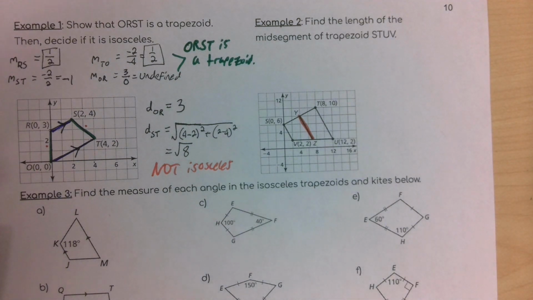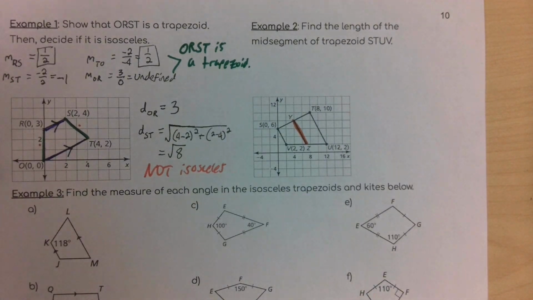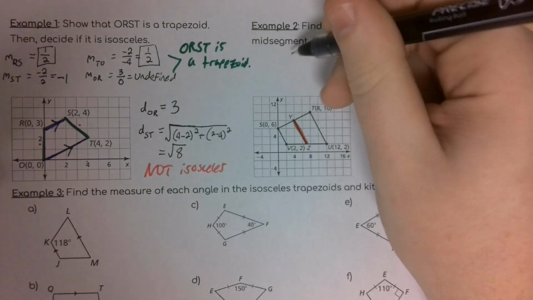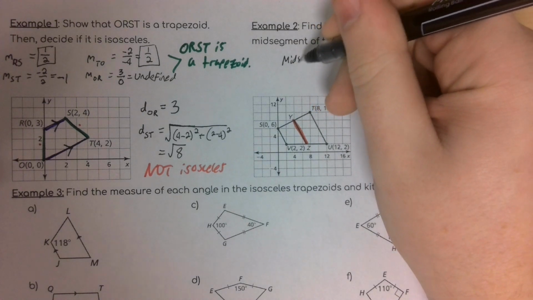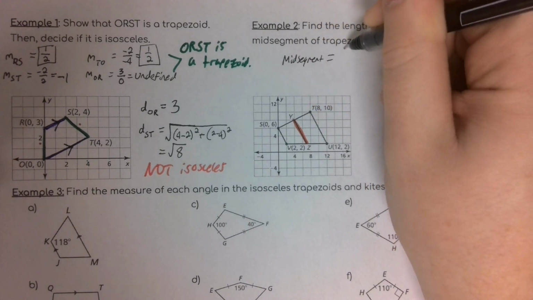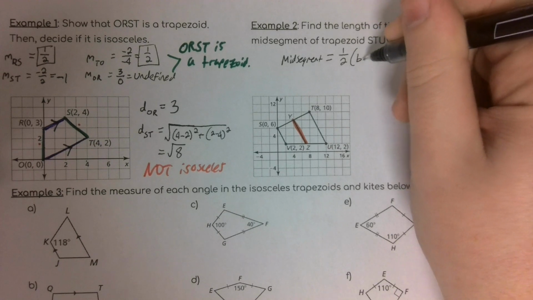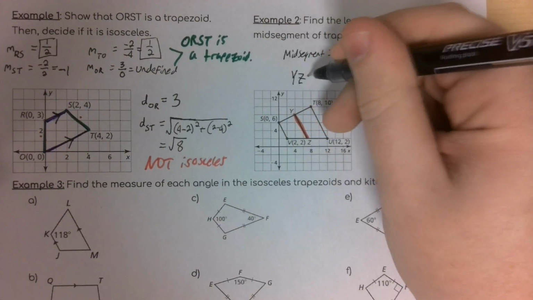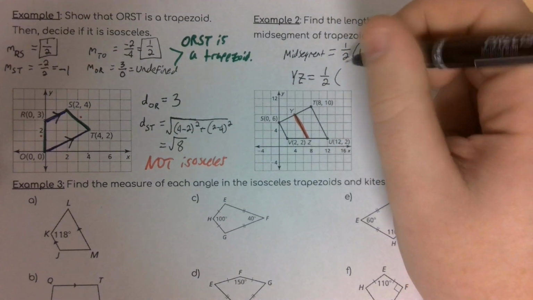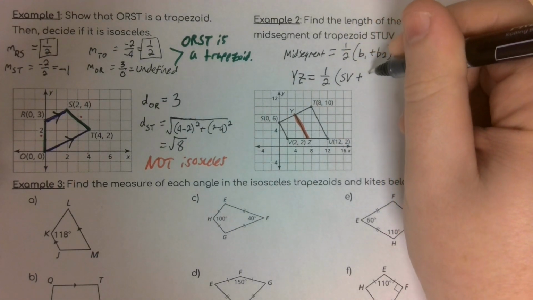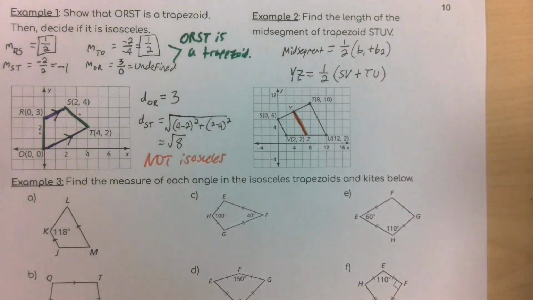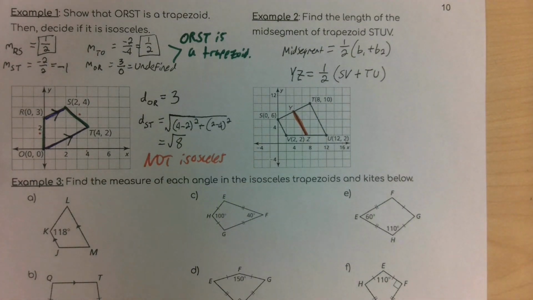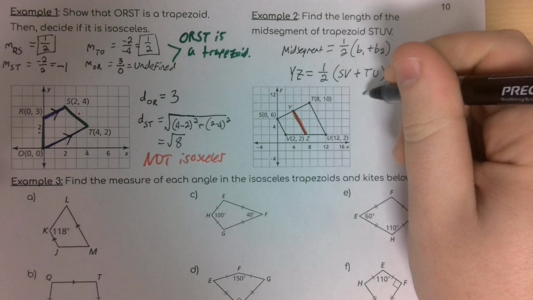Luckily, we have that trapezoid midsegment theorem. The trapezoid midsegment theorem says that the midsegment is equal to 1/2 the sum of the bases. In other words, YZ is going to equal 1/2 of SV plus TU. All we have to do is find the lengths of these two bases, add them together, and cut them in half. So let's do it.